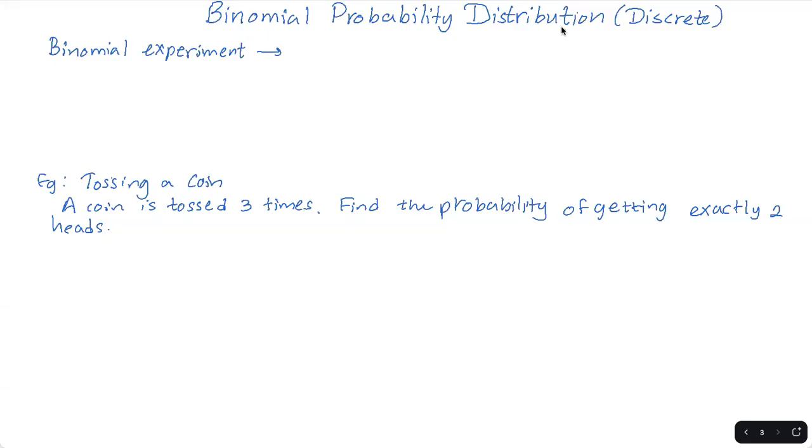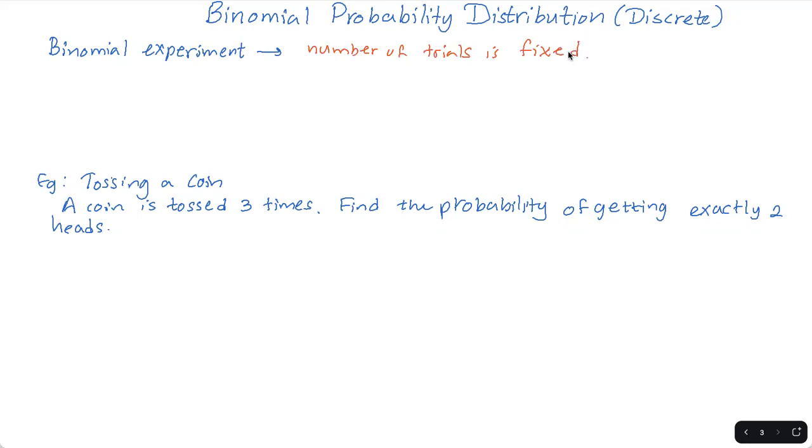So today I'm going to talk about a discrete probability distribution, which is a very famous one, the binomial probability distribution. In a binomial experiment, these are the requirements. The first one is the number of trials. The number of trials is fixed.